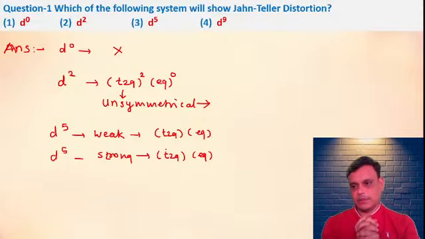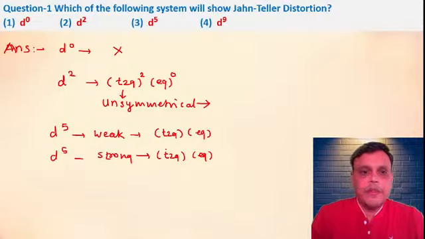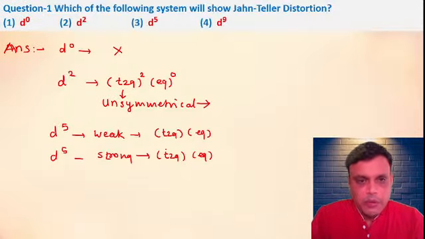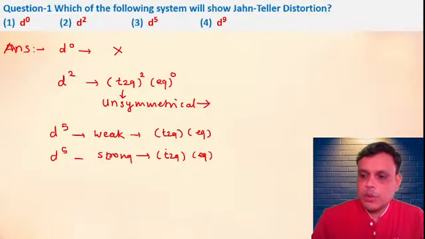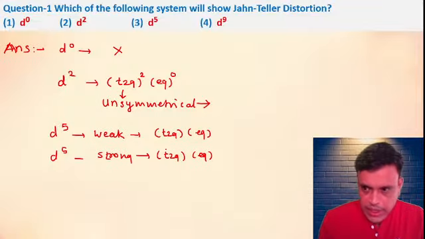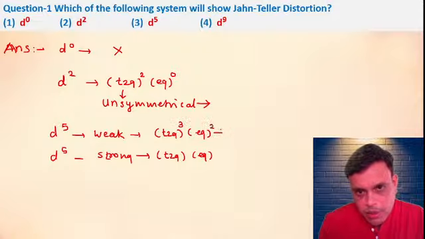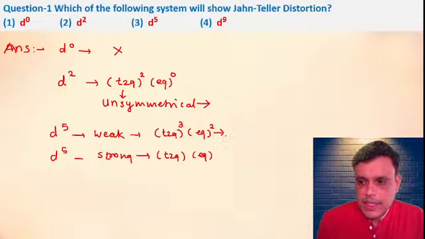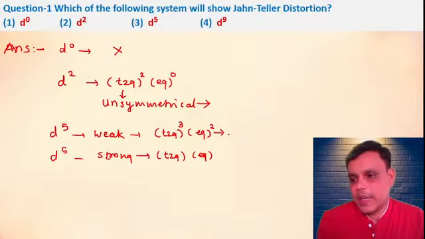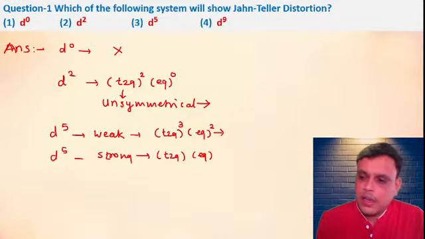First tell me the weak field one. T2G3, Grisha, correct, very good. T2G3 and EG2, correct. Now tell me, is this symmetrical filling or unsymmetrical filling? T2G3 and EG2, is this a symmetrically or unsymmetrically filled orbital set? Komal, Krishna Priya, your answer is correct.